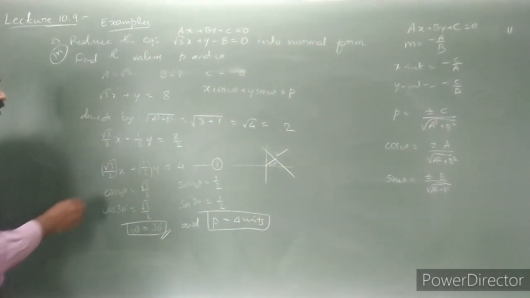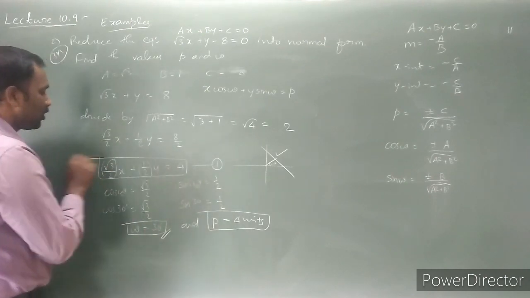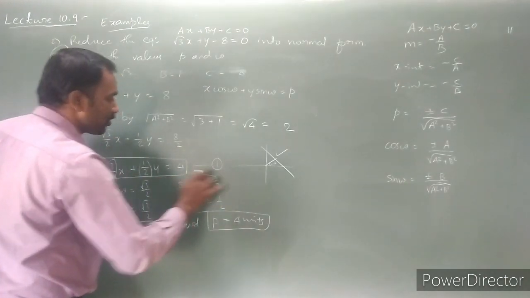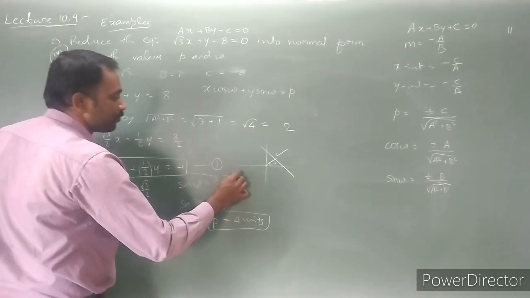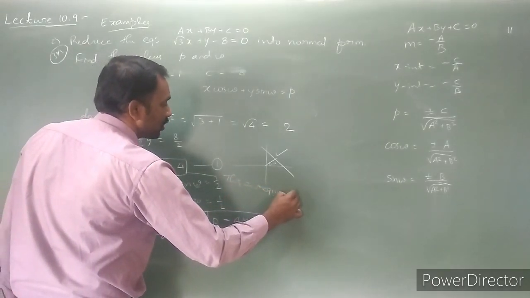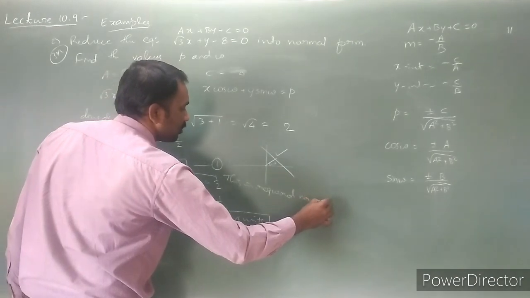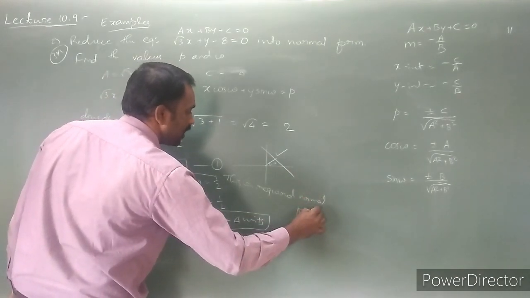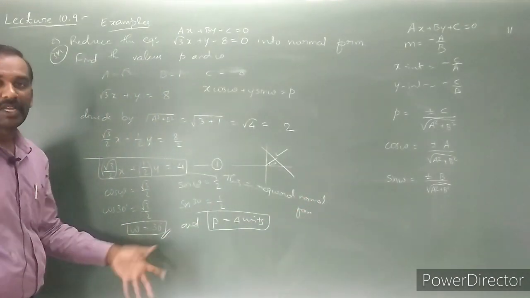What is the normal form? This is our required normal form. You can write it as equation number 1. This is the required normal form, and in reverse this is called the p and omega.